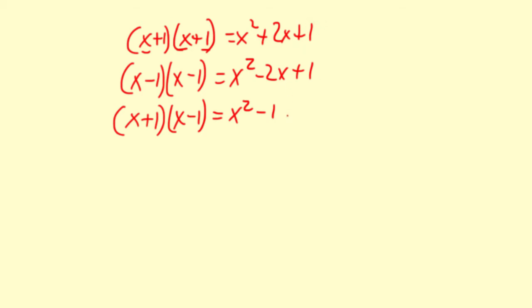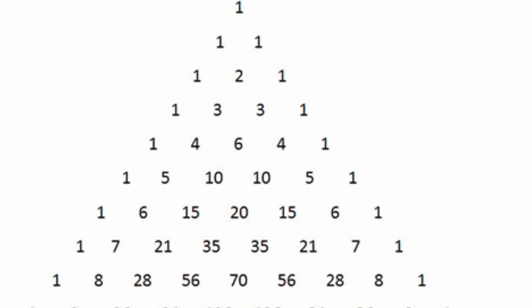And all of these can be found using the FOIL method, but if you know these patterns, it's a little shortcut. You just need to be careful that you don't make mistakes with the patterns. And there's also a special pattern for cubing a binomial, and that leads to Pascal's triangle.